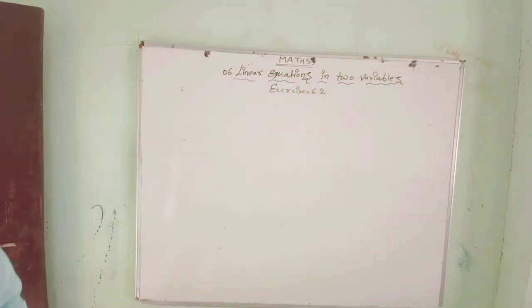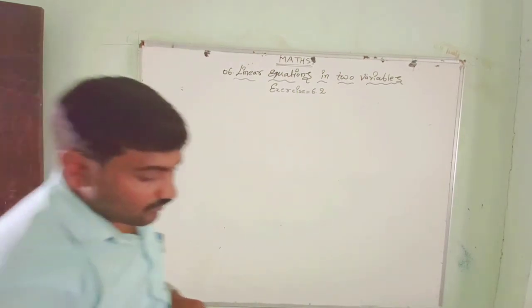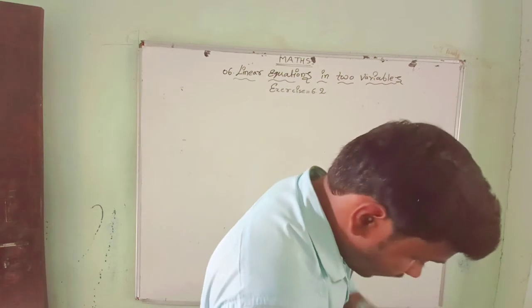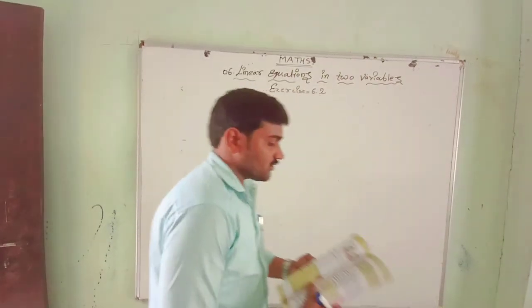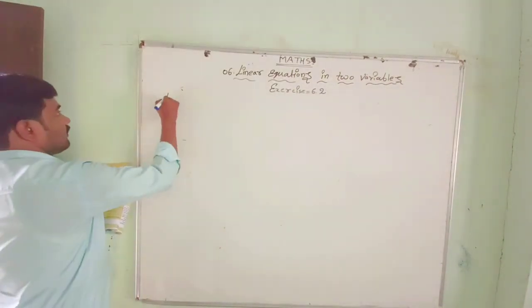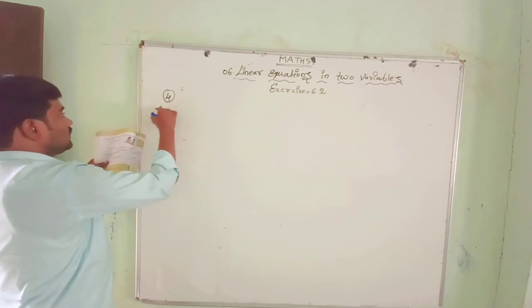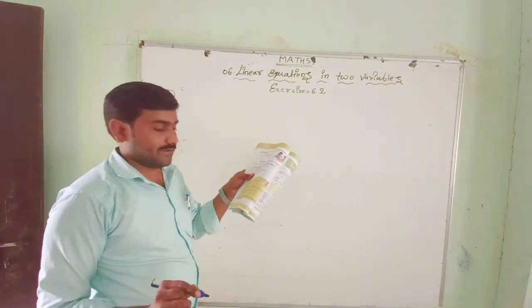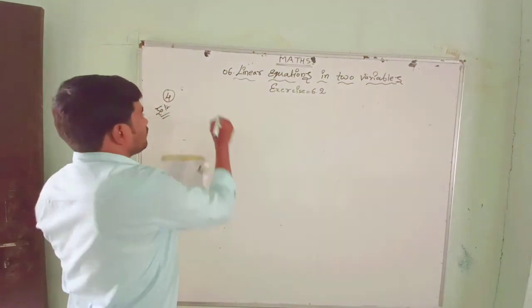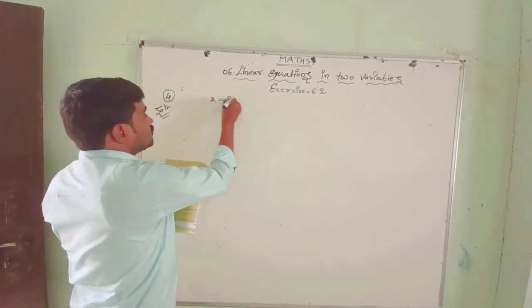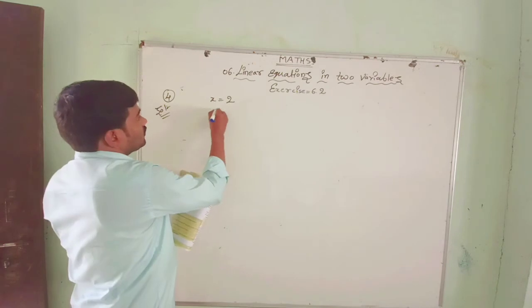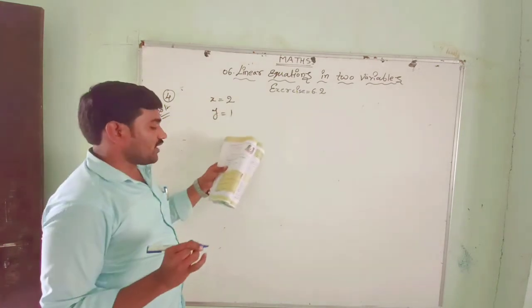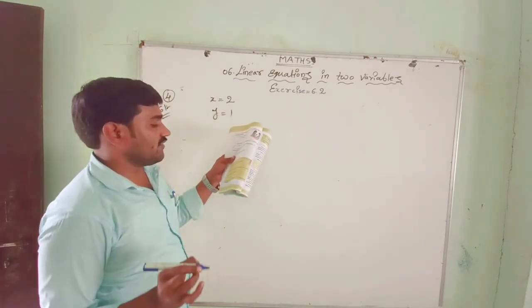Then we go for next. Third bit completed. Fourth bit also will be same only. Fourth question solution: find the value of k if x equal to 2 and y equal to 1. Here given x value and y value, we need to find out the k value.